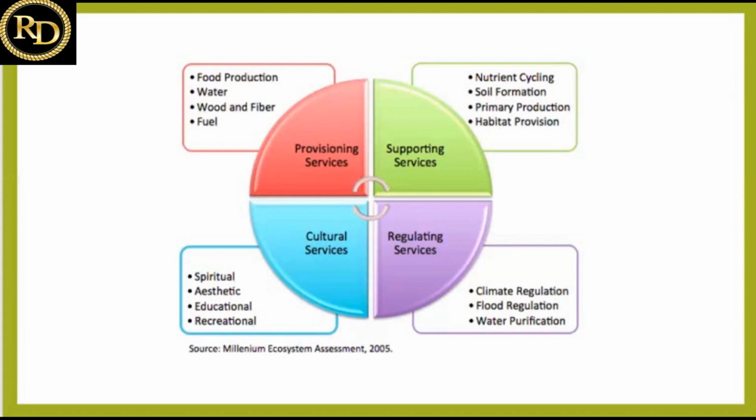Okay, so provisioning service is there, your regulatory service is all types of regulation going on. Cultural service is everything: spirituality, aesthetic value, educational value, recreational value. And supporting is whatever is needed to support all these three. Like for food production, what do you need? You need soil, you need nutrients. So whatever is needed to support these three services is your supporting service.